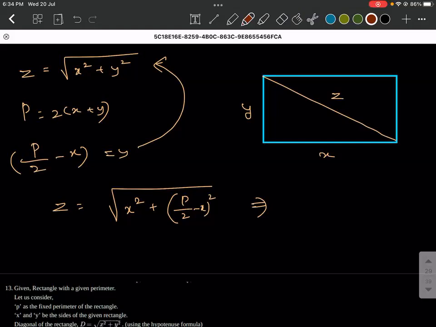So if the diagonal has to be these, the diagonal square can also be these, which implies Z square is equal to X square plus (P by 2 minus X) the whole square. So what you can do? Differentiate Z square with respect to X and equate it to 0.